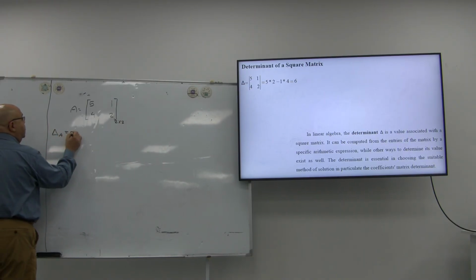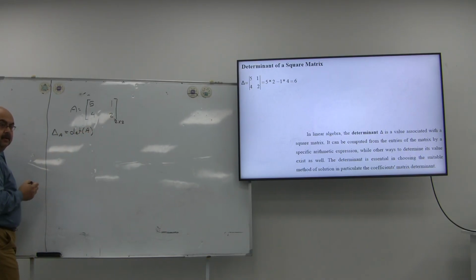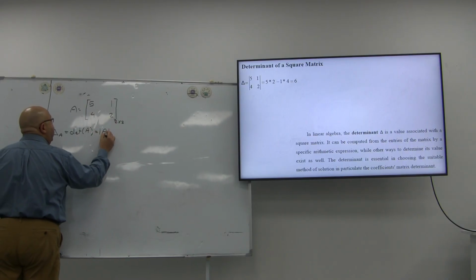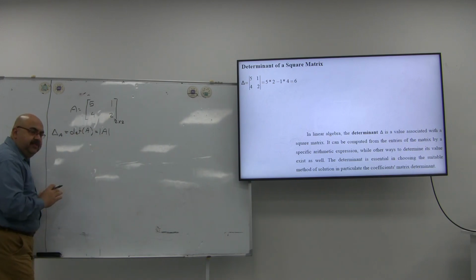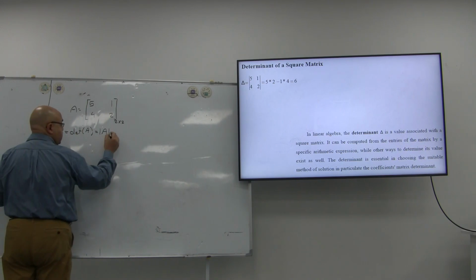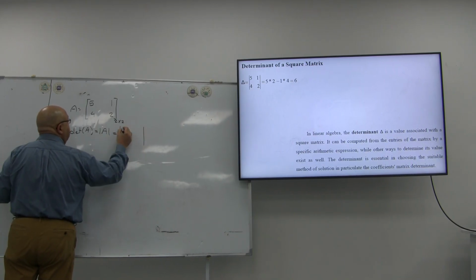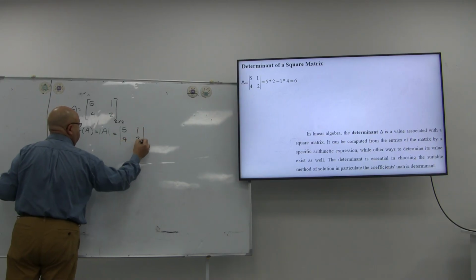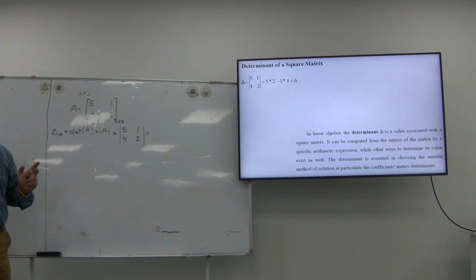The determinant of A, I can write it as the determinant of matrix A, or simply determinant of A. They are all the same. Once you see one of these symbols, it means I am getting the determinant that's associated to a matrix with this arrangement.